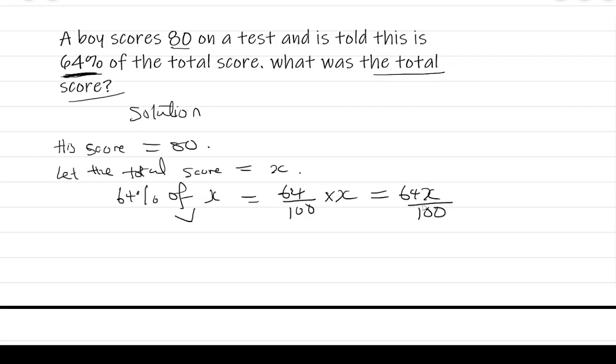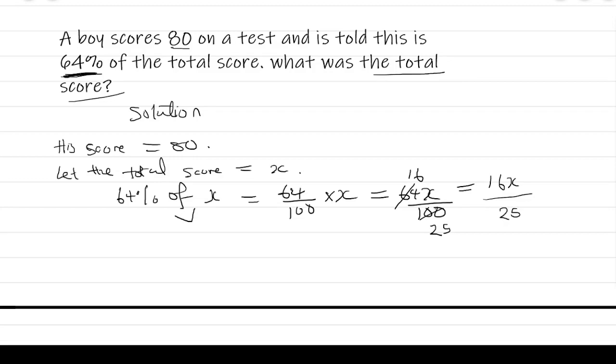Now we may cancel out, so 4 here is 16, and then 4 here is 25. Since 25 times 4 is 100, and then 16 times 4 is 64. So this is equal to 16x over 25. Sorry about that. So we have 16x all divided by 25.